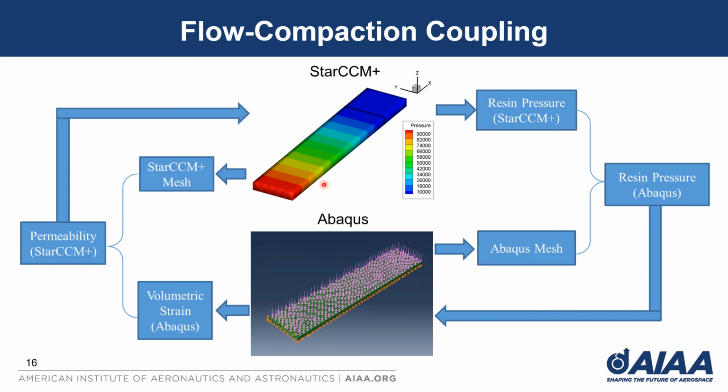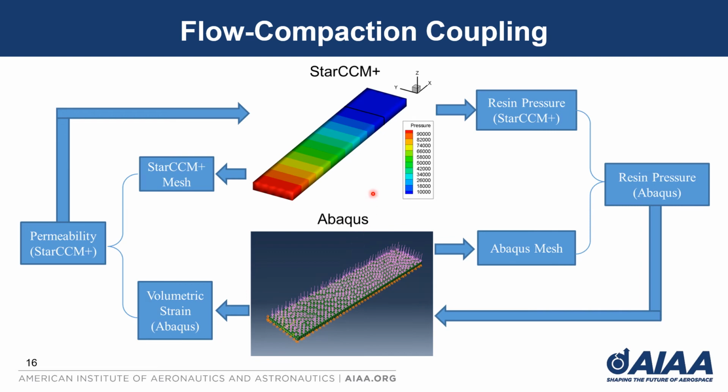We have established the framework for STAR-CCM+ and Abaqus to communicate with each other. Shown here is an example of using this framework to solve the flow-compaction coupling in vacuum-assisted resin transfer molding. In STAR-CCM+, we simulate the infusion of a flat panel, so a pressure gradient is established. In a separate Abaqus model, we simulate the compaction by the atmospheric pressure on the panel.